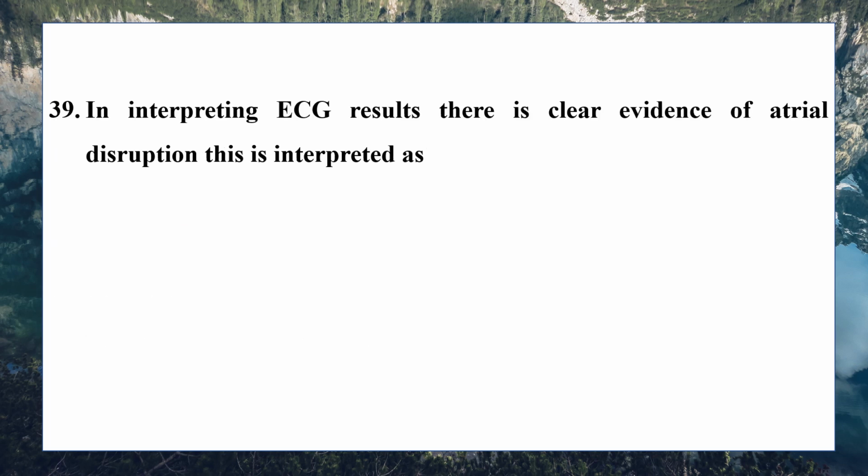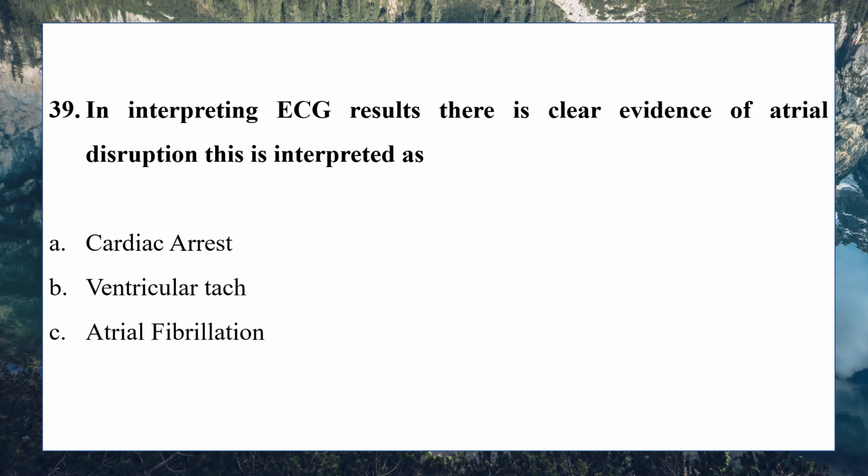In interpreting ECG results, there is a clear evidence of atrial disruption. This is interpreted as: Option A. Cardiac arrest. Option B. Ventricular tachycardia. Option C. Atrial fibrillation. Option D. Complete blockage of heart. Answer is C. Atrial fibrillation.